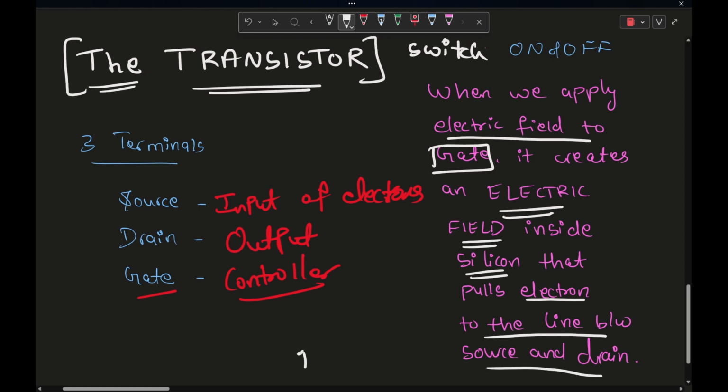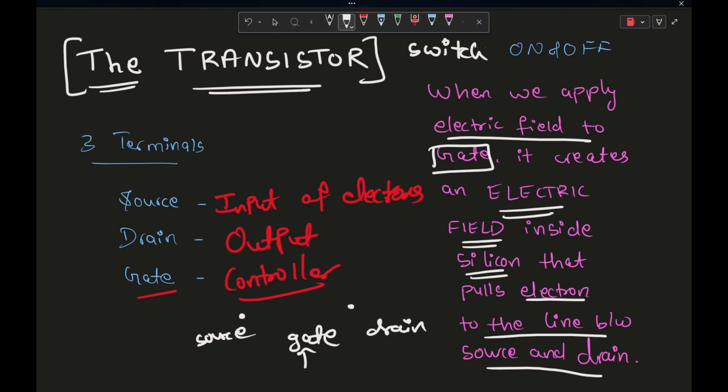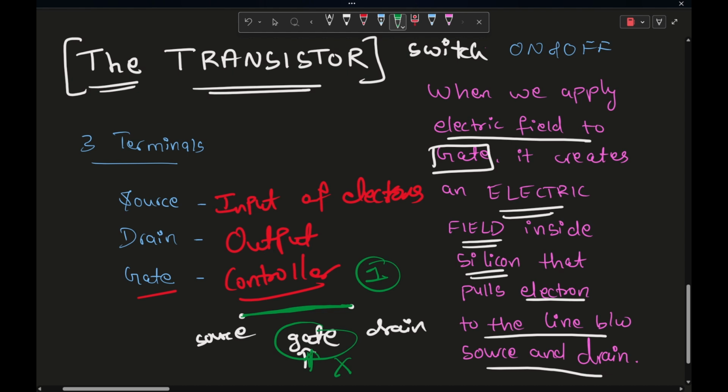So if a current is applied to the gate, it will create an electric field. This is source, this is drain. It will create an electric field so that electrons can flow between this source and drain. Whenever a voltage is applied to this gate, current will flow, and this will denote 1. And when the gate is switched off or no voltage is applied to the gate, this particular path will be inactive and it will denote 0.